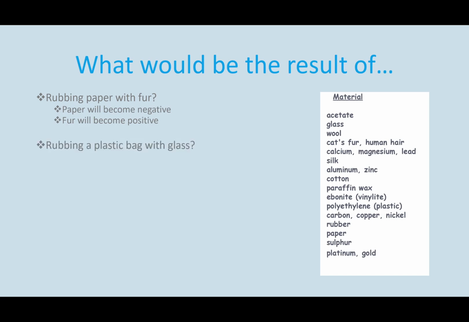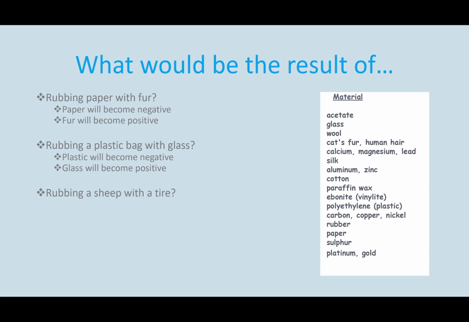Rubbing a plastic bag with glass. Again, we're going to find those two objects on our chart. We can see glass is near the top, the second one, and plastic is towards the bottom, right above carbon, the polyethylene. Because plastic is further down, it has a higher tendency to gain electrons or hold on to them. So it's going to pull electrons from the glass, which means the plastic bag should end up with a negative charge and the glass should end up with a positive charge. Plastic will become negative, glass will become positive.